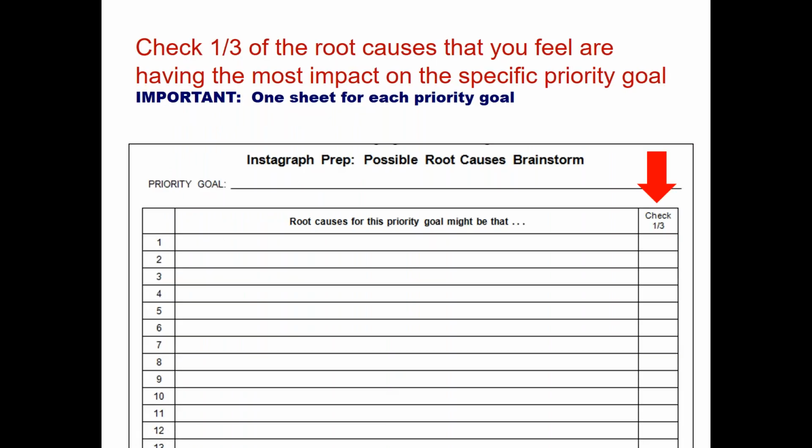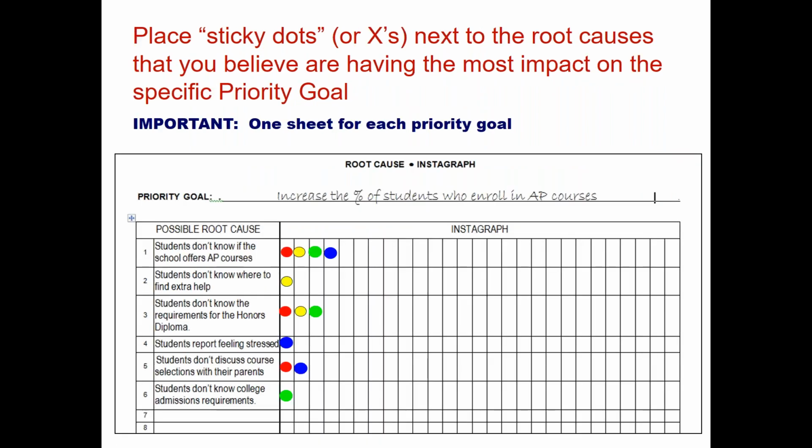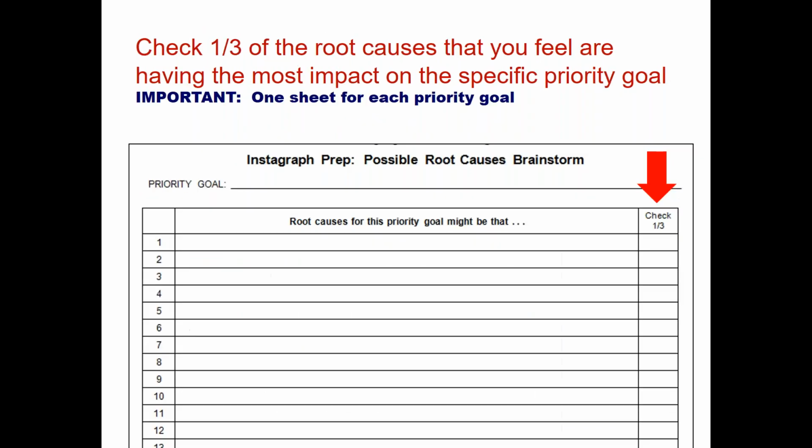Okay, so then I talked about this. We've got all the possible root causes listed for this one focus goal. And then we're just going to have everybody select a third at their seats. They would select a third and then go to the Instagraph and put their choices up there. One thing I just want to make sure that you realize is that I think I would go into this meeting having like 6 of these sheets per person.